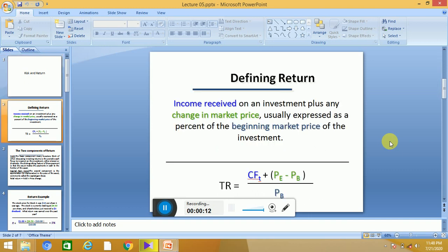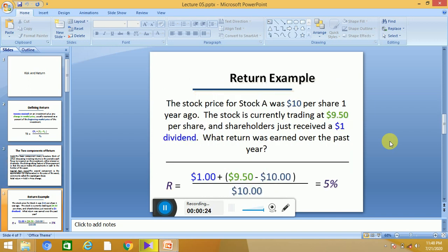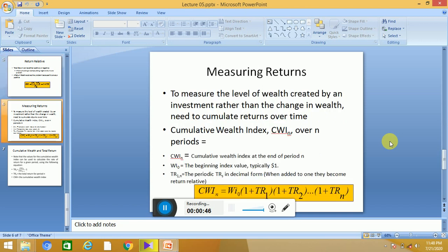In the previous class, if you remember, we were discussing risk and return. We discussed the definition of risk. Then we discussed the two components of return. Then there was a small example of how you calculate return for a single period. Then we discussed relative return, which solved the problem of negative returns. Then we discussed the cumulative wealth index.